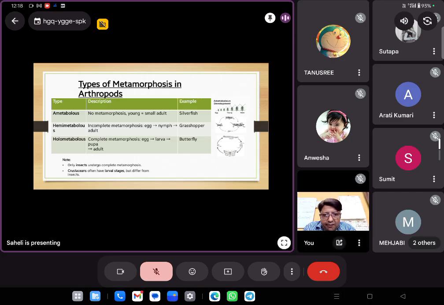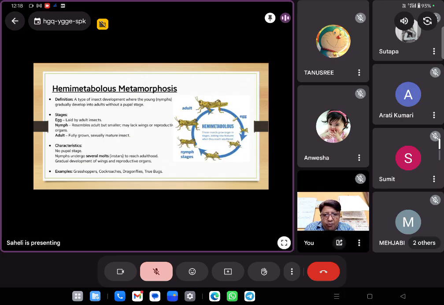What is hemimetabolous metamorphosis? Hemimetabolous metamorphosis is also called incomplete metamorphosis. In this type, the young one, called a nymph, looks almost like the adult but is smaller and lacks wings and reproductive organs. It has 3 main stages: egg, nymph, and adult. The nymph gradually develops into an adult through a series of molts.